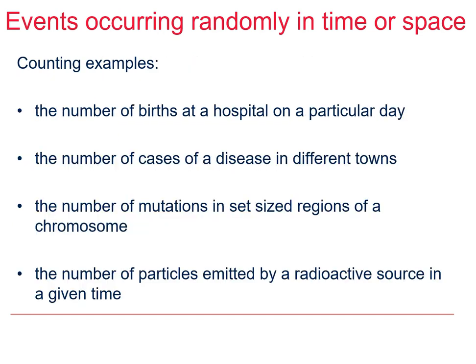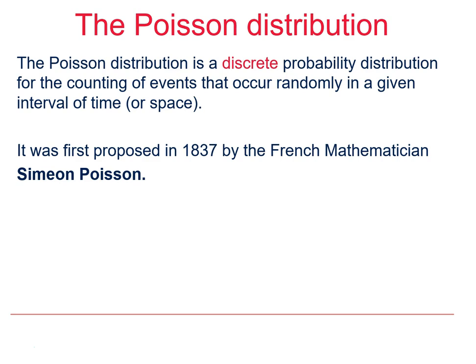So following on, the number of cases of a disease that occur in a particular town, we have our space interval, the town, and the number of cases should occur at random. Looking at mutations in a particular space, a particular area of a chromosome, how often those occur, they should be random, and possibly counting the number of particles emitted by a radioactive source in a given time interval, say perhaps 10 seconds. So the discrete probability distribution that's relevant to the situation of counting events that occur randomly in a given time or space interval is the Poisson distribution, first proposed by Simeon Poisson and named after him.